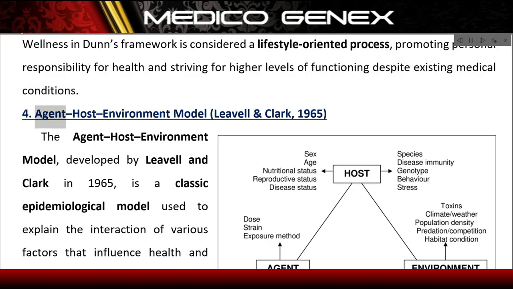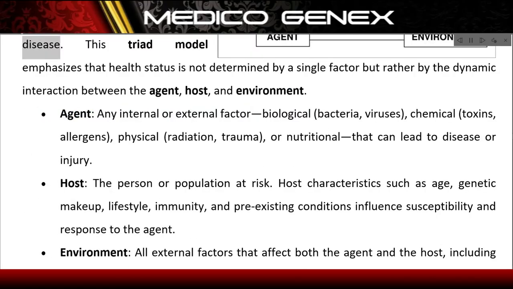4. Agent, Host, Environment Model, Levell and Clark, 1965. The agent-host-environment model, developed by Levell and Clark in 1965, is a classic epidemiological model used to explain the interaction of various factors that influence health and disease. This triad model emphasizes that health status is not determined by a single factor but rather by the dynamic interaction between the agent, host, and environment.